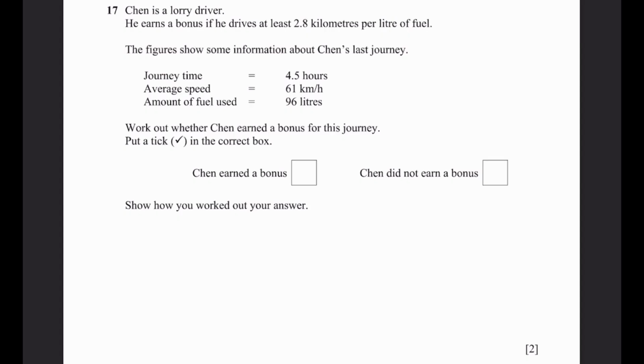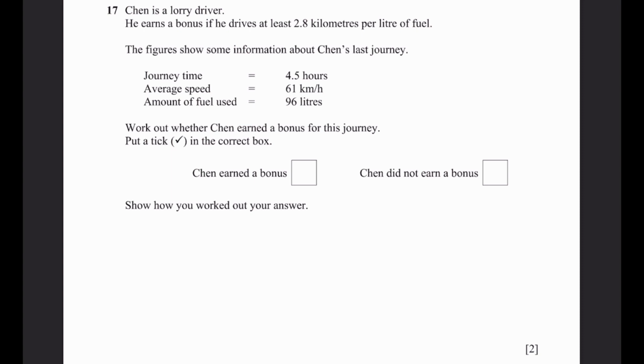Question 17. Chen is a lorry driver. He earns a bonus if he drives at least 2.8 kilometers per liter of fuel. The figure shows some information about Chen's last journey. Journey time 4.5 hours. Average speed is 61 kilometers per hour. Amount of fuel used 96 liters. Work out whether Chen earned a bonus for this journey. Put a tick in the correct box.